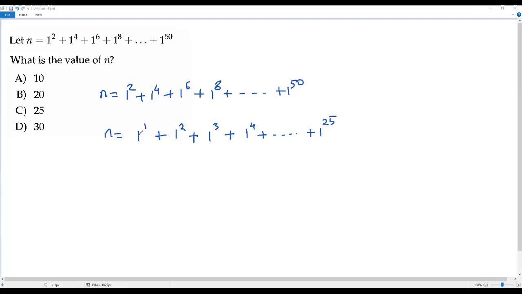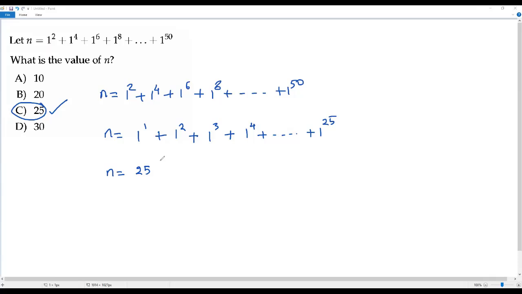Now our aim is to count the number of terms. How many terms are there? 1, 2, 3, 4, and the last exponent is 25. Clearly, there are 25 terms. And we know that the value of each term is 1. So we are adding 25 ones. When I add 25 ones, the result is 25. Therefore, the value of n is 25. We find this 25 in answer choice C. The correct answer choice for this question is 25, that is C.